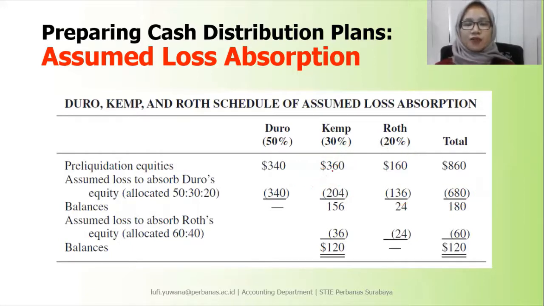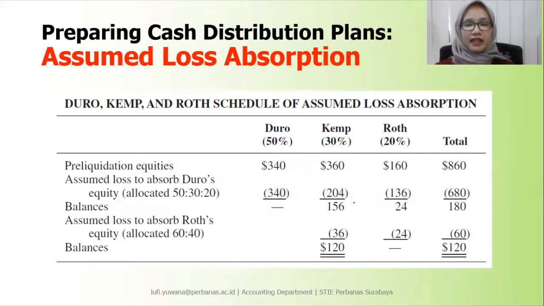So that's why after the second line, after the assumption for the loss to absorb Duro's equity, we had the balance for each of the partners: it would be 0 for Duro and this amount for Roth and Cam. So it means that the remainder in the balance that is still available up to this step is Cam and Roth's equity. Meanwhile, for Duro it is already 0.